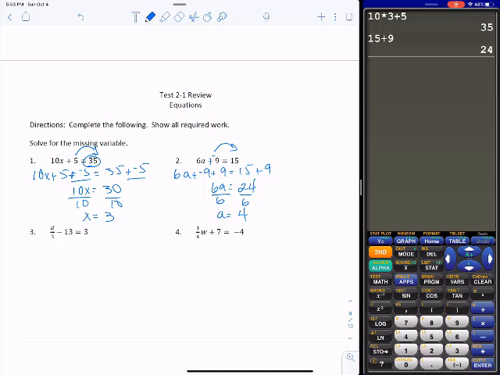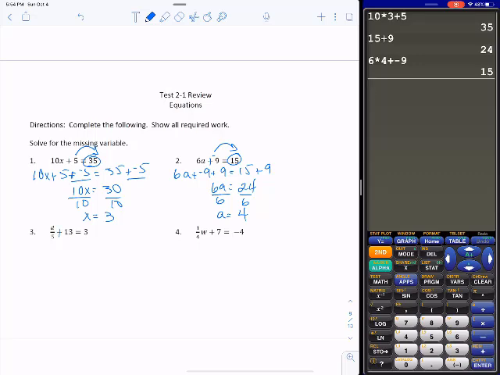And again, we plug this back in, 6 times 4 plus negative 9. Enter, we get 15, and sure enough it is. So that means that that is the correct answer. Now number 3, we talk about division, okay? So we'll get to that in just a second.